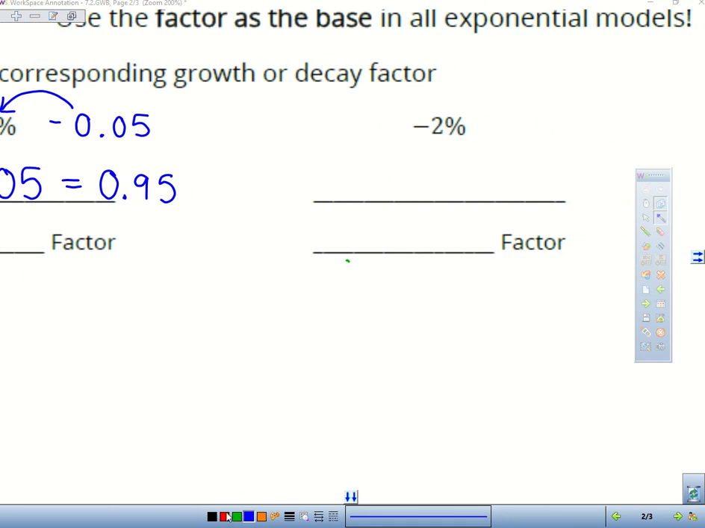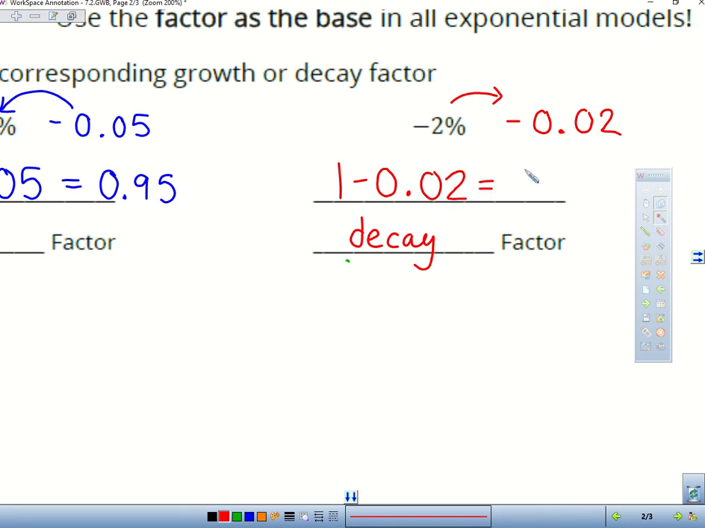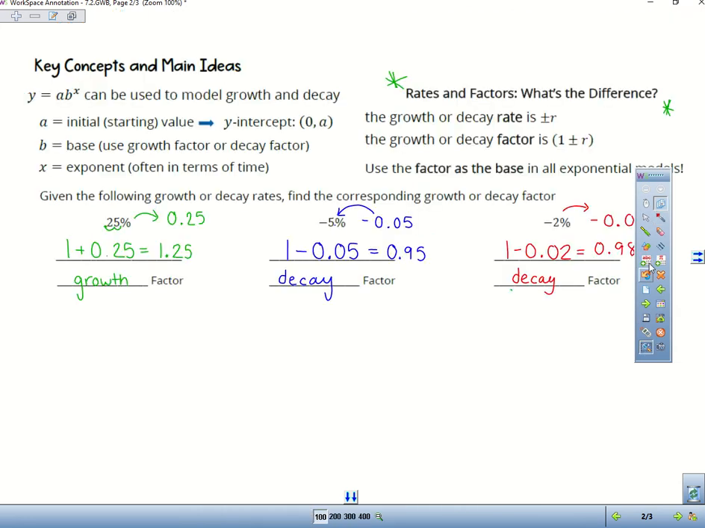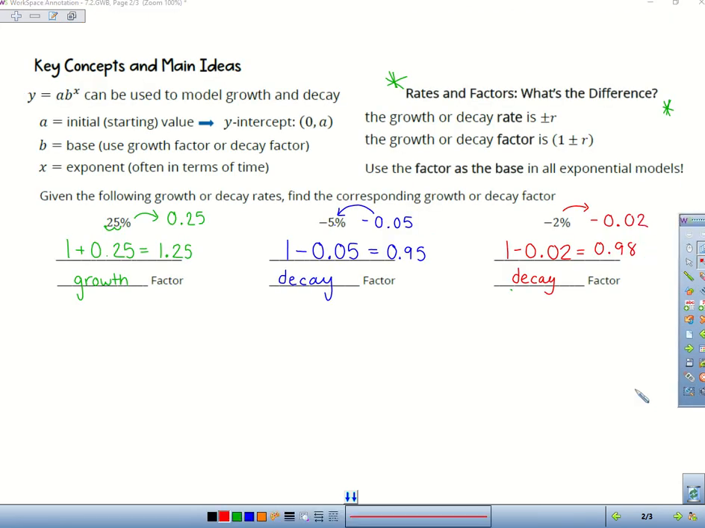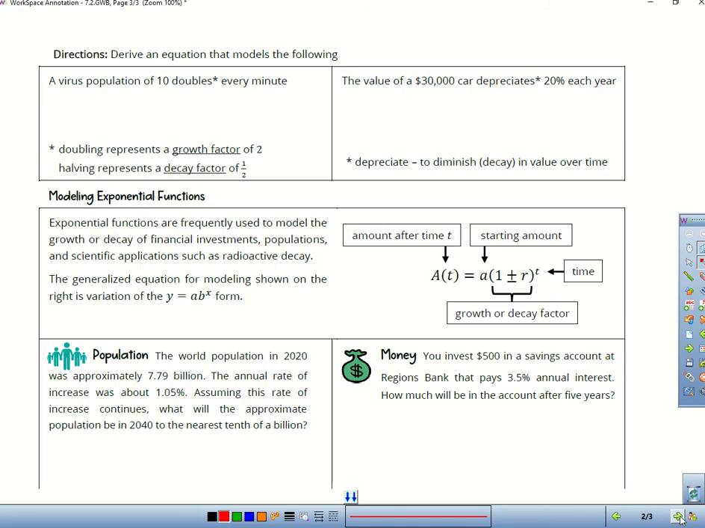And lastly, we're looking at this one. Which is it, growth or decay? Decay. Good. What is it as a decimal? 0.05. Good. So what is my decay factor going to be here? Good, 0.98. So does anyone have any questions about identifying growth and decay factors? No. Okay. So now we're going to use this concept to do some real world problems.